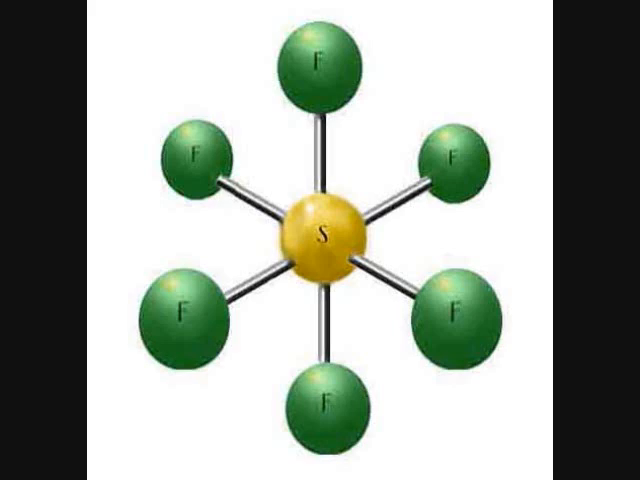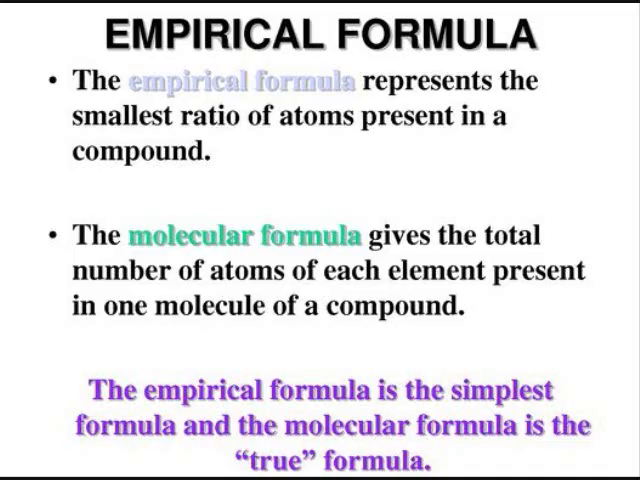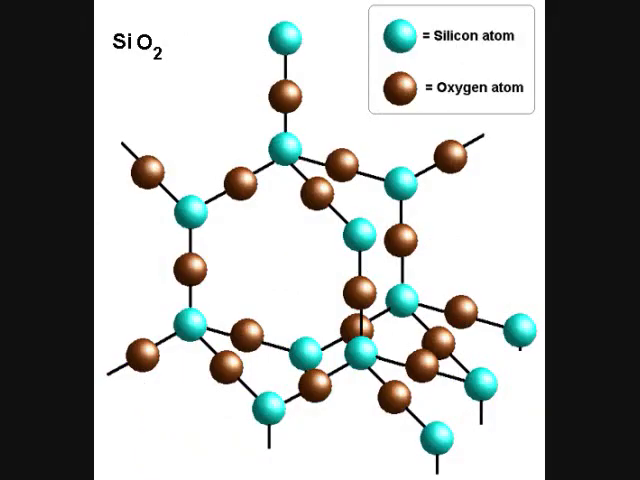Another note, ionic compounds and some covalent compounds exist as very large molecules, so we instead refer to their empirical formula. That is, the number of atoms is reduced to the smallest whole number ratio. Silicon dioxide is an example of this.